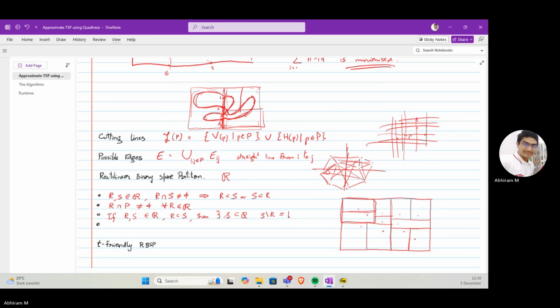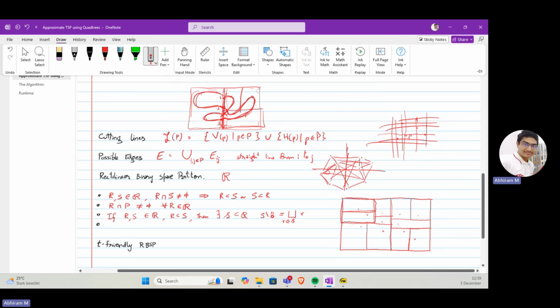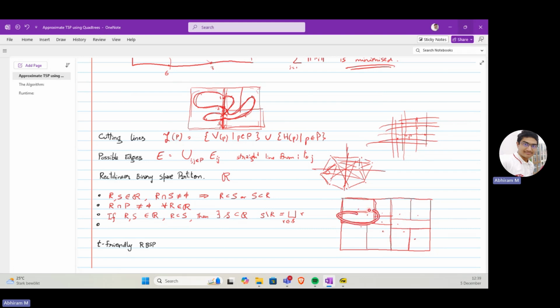So the next one tells me that if I have a rectangle R and S that intersect, then one of them is a subset of the other. Let's say that R is a subset of S, right? Then whatever is the difference between S and R has to be the union of other rectangles in the RBSP itself. So let us say, for example, that this is my S and this is my R, and R is a subset of S. So S minus R then is going to be this area, which itself is a rectangle. But let's think of a bigger case. So this is my S and this is my R. Then you can see that S minus R itself is not a rectangle, but it is going to be the union of some rectangles. So for example, we can take this rectangle and this rectangle, and their union is going to be S minus R.